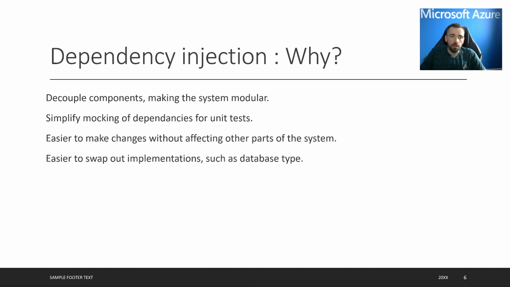Why would we use dependency injection? Well, it decouples components, making the system modular. It simplifies mocking dependencies for unit tests due to that decoupling, and following in its nature the software development principles that support it. It's easier to make changes without affecting the wider system, and it's also easier to swap out implementations such as database types.